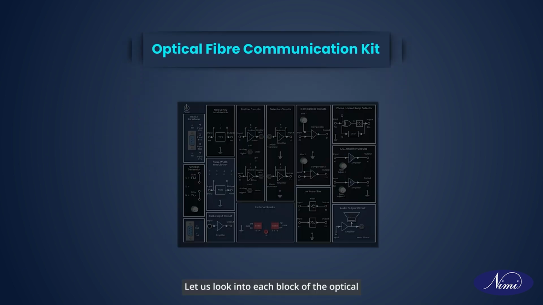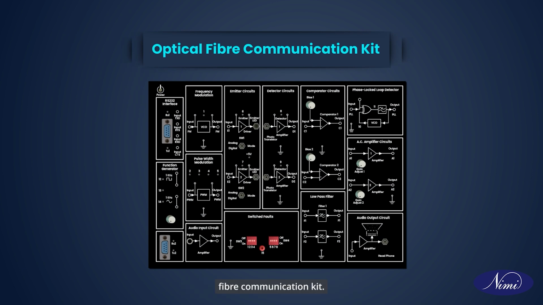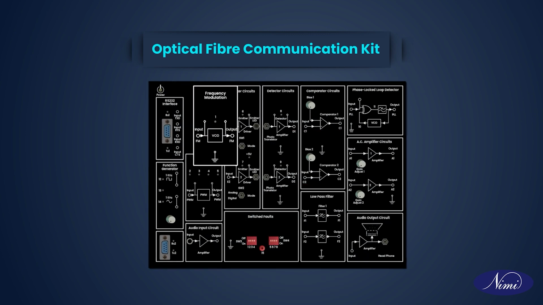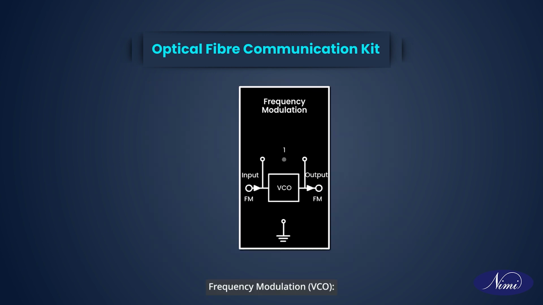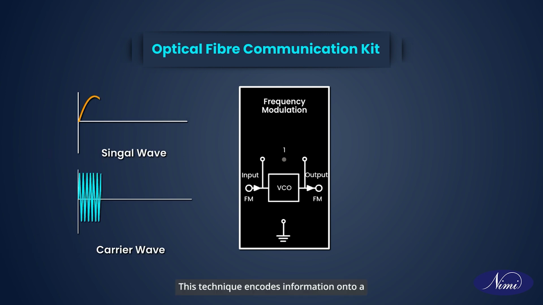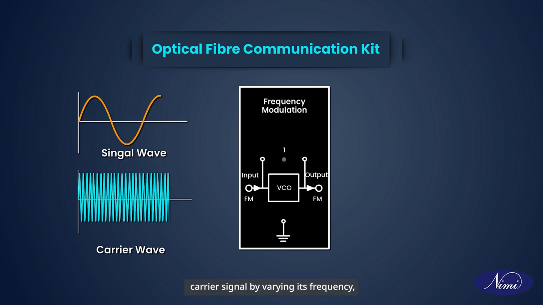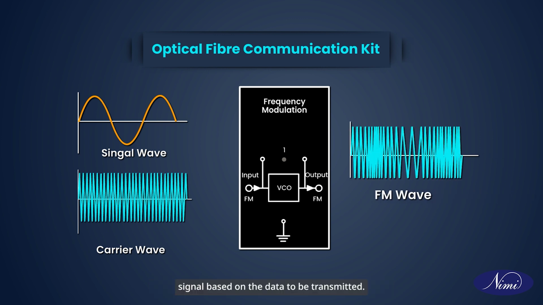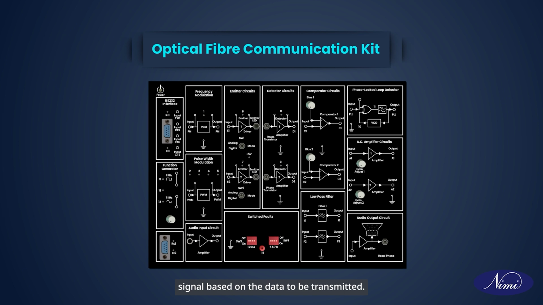Let us look into each block of the optical fiber communication kit. Function generator. This block in the kit generates the signal at different frequencies and waveforms such as sine, square, etc. Frequency modulation, or VCO. This technique encodes information onto a carrier signal by varying its frequency, which changes the frequency of the function generator's signal based on the data to be transmitted.